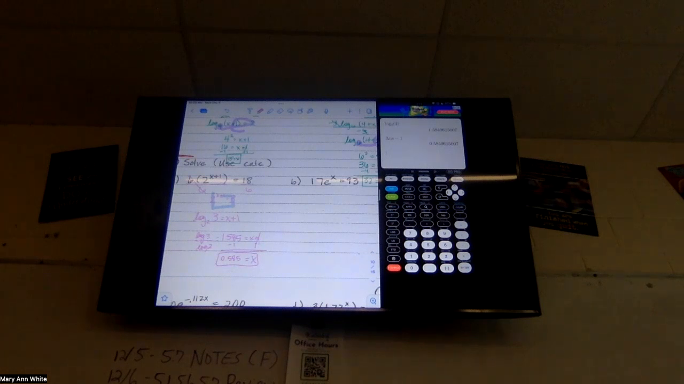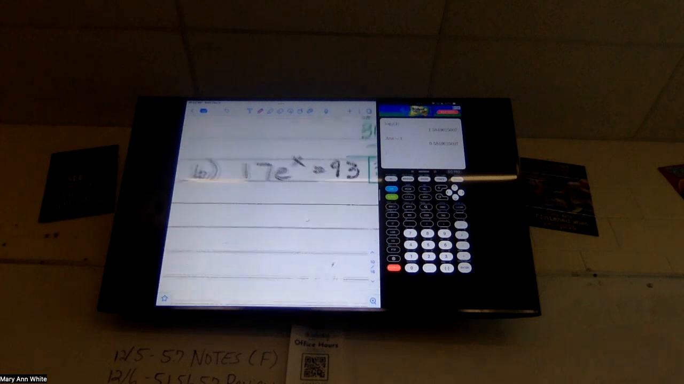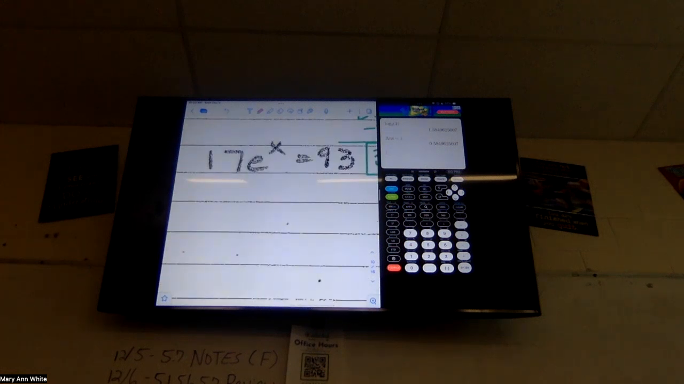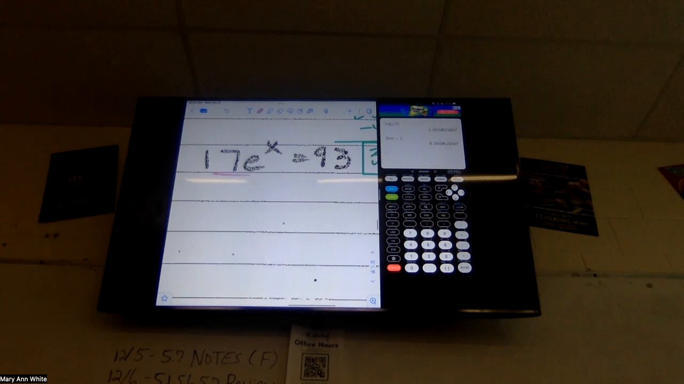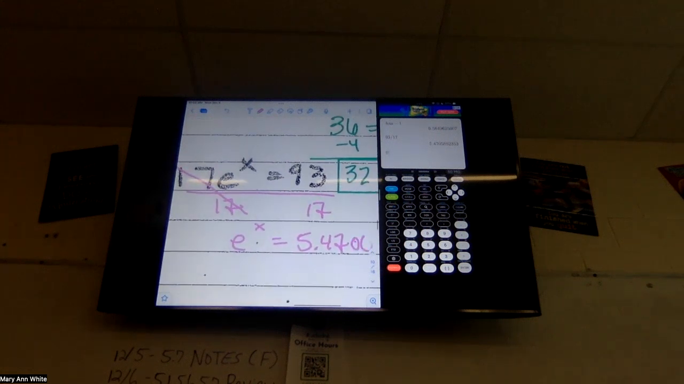All right, what do I need to do before I do my log roll? Sorry, what? What do I need to do first? Divide by 17, good. E to the x is the number raised to an exponent, so I need to get e to the x by itself. 93 divided by 17 is going to be 5.4706. At one point, we rounded to the 4th place. I'll put on the test directions round to this place if you're not sure. I usually go 4 places if I'm not sure.